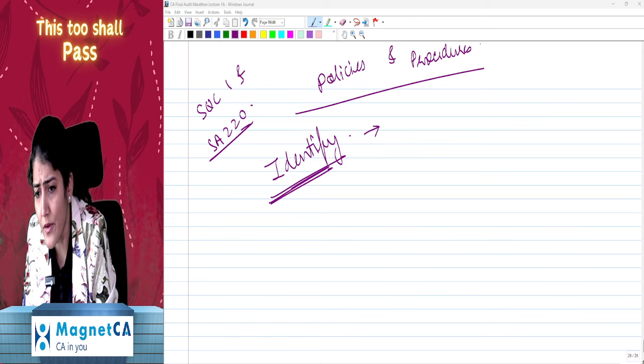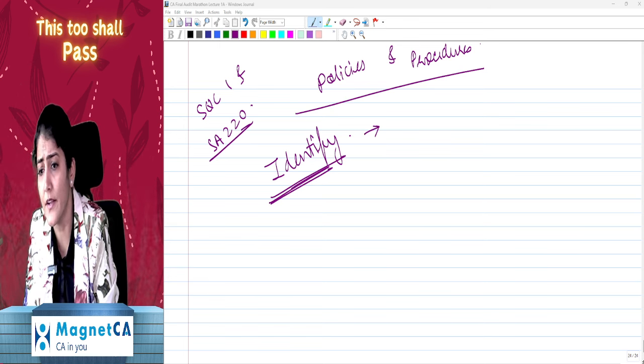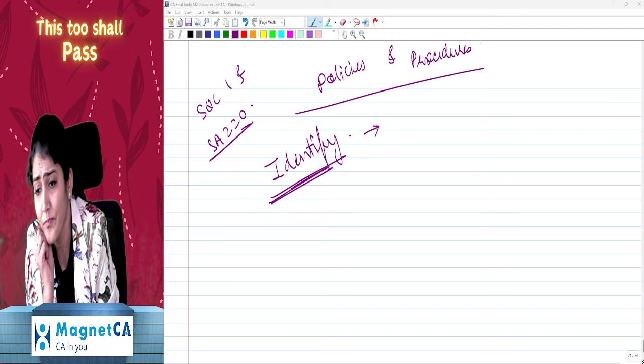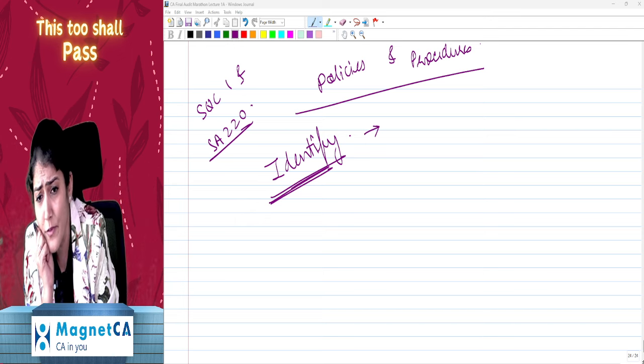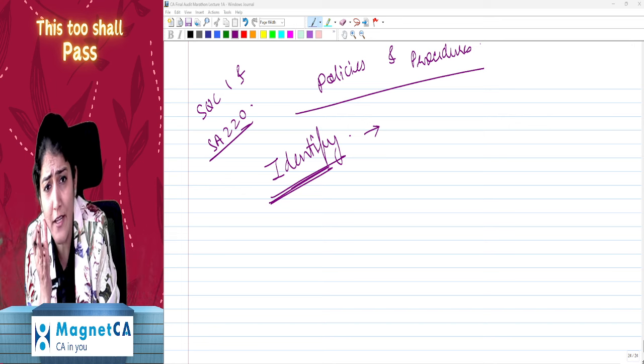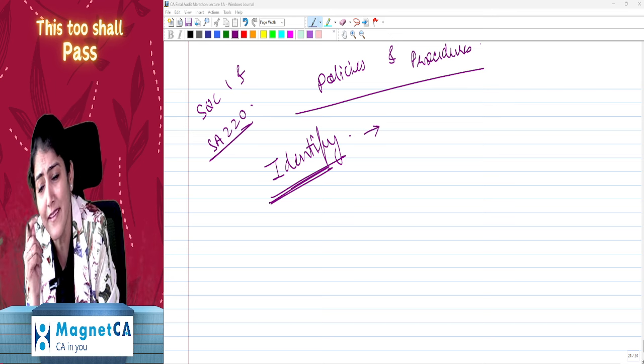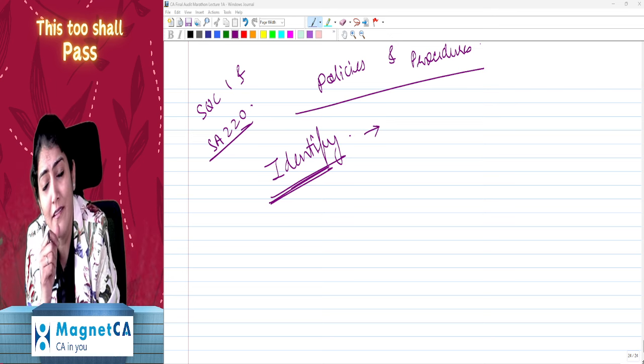Policies and procedures. Okay. Good. Yes, who will tell me? Policies and procedures in the firm to identify whether there is any factors affecting independence. Can you replace it with one word? We'll come to that.